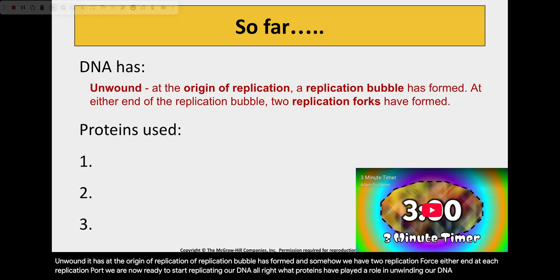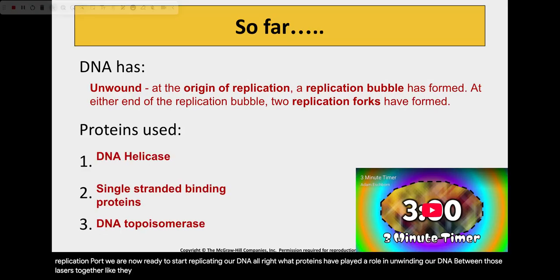What's the first one we talked about? DNA helicase, and what does it do? It unwinds the double helix, it breaks those hydrogen bonds keeping those base pairs together. I think they all come up at once there.